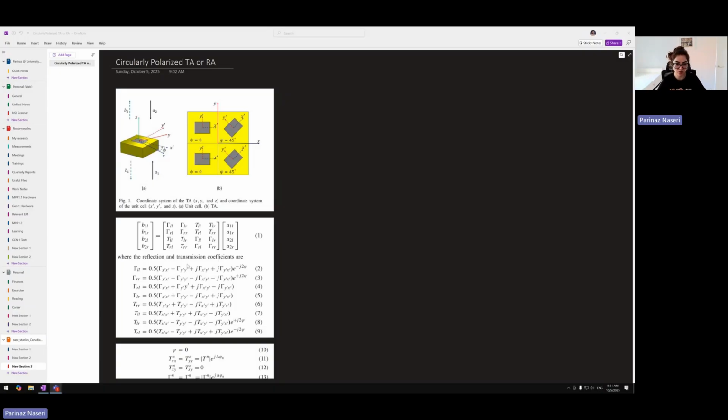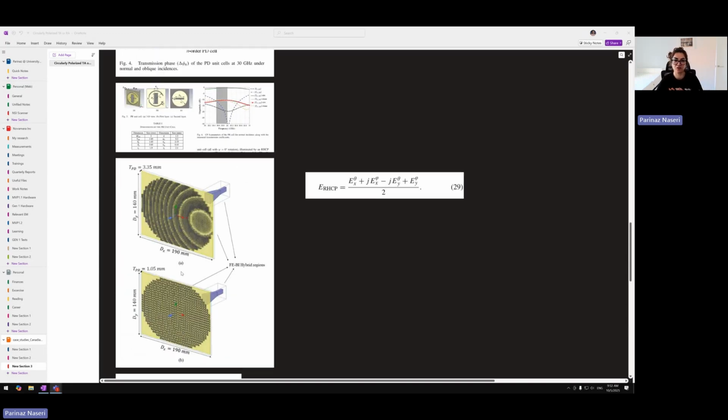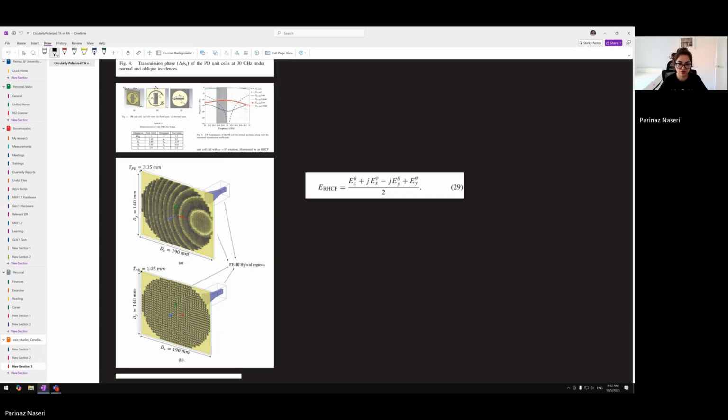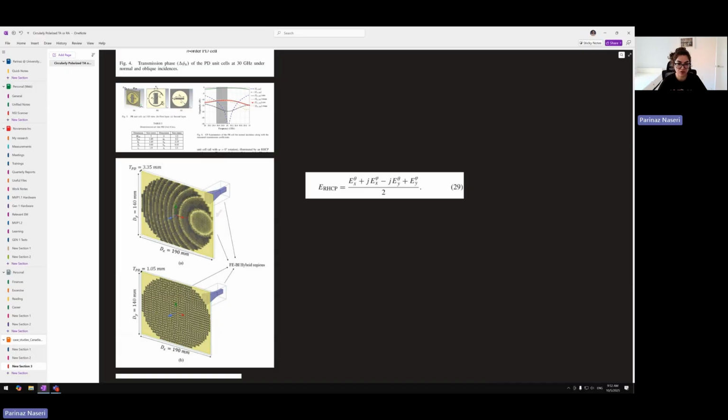I'm going to go to the end to show you what you would see in literature on transmitters. Here I'm showing two types of transmitter. One of them looks like this, where you can see the phase distribution across the transmitter because the size of the patches on the unit cells are changing. While the other one, you can see it, but it's not that obvious.